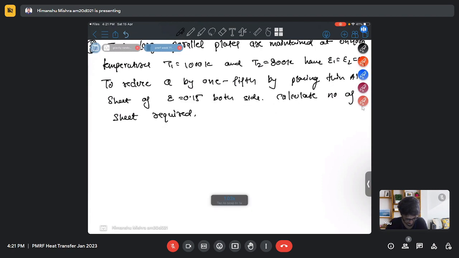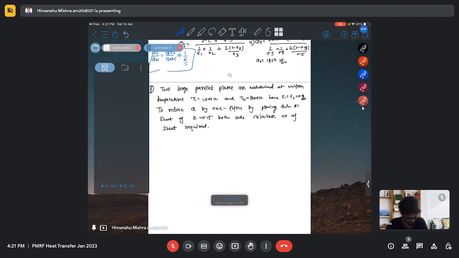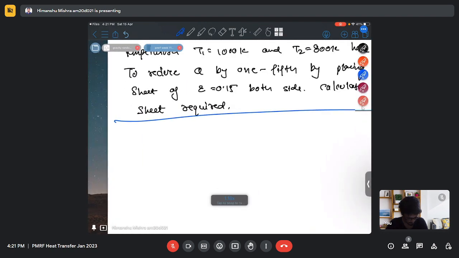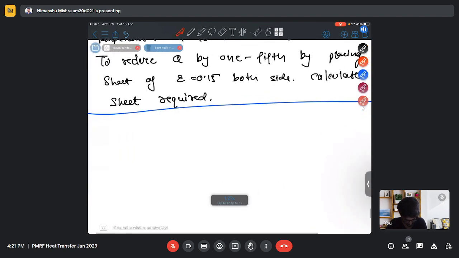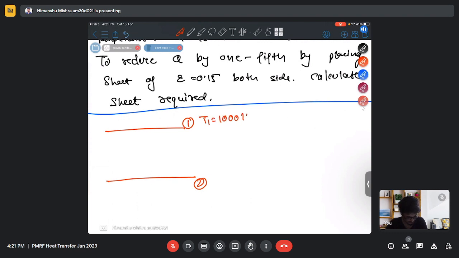So we have two surfaces here. This surface is, let's say, 1 and this is 2. T1 is equal to 1000 Kelvin. Here T2 equals 800 Kelvin. Emissivity here is 0.2 and here is also 0.2.